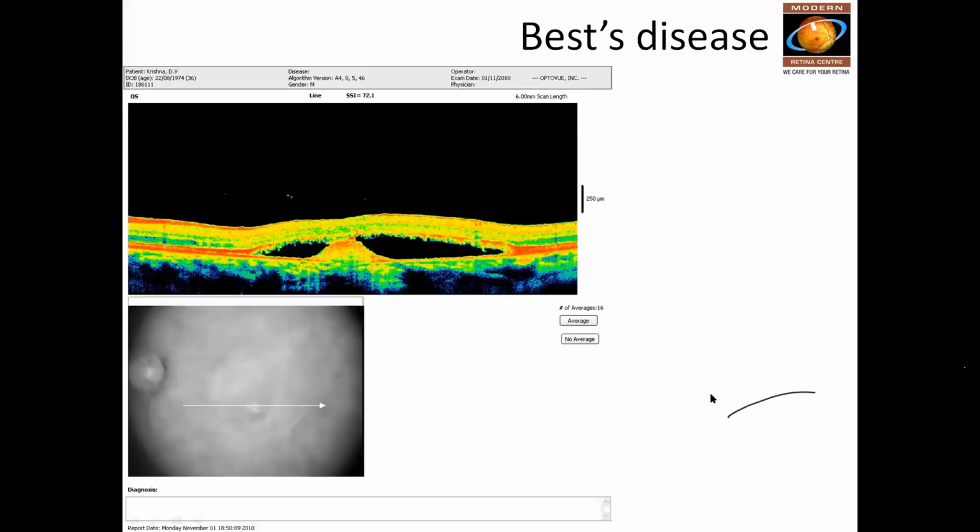So this is not a CSR, and on the OCT, once it is done, you can see there is a pocket of fluid along with the abnormal material which is accumulated. This is nothing but Best disease. So sometimes OCT gives very important clues to diagnose different rare conditions also.